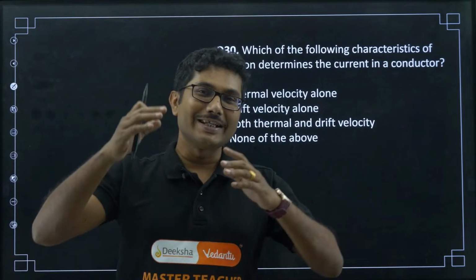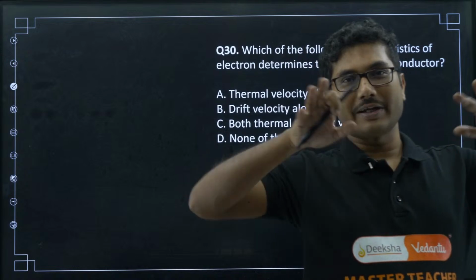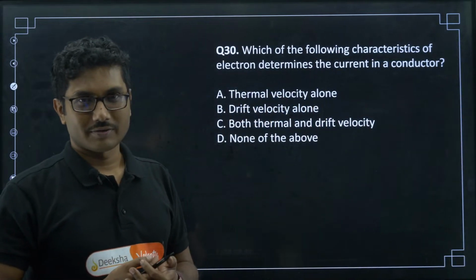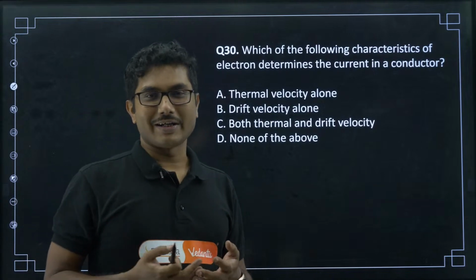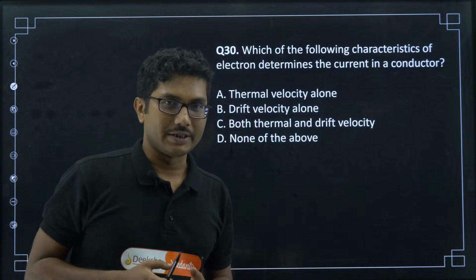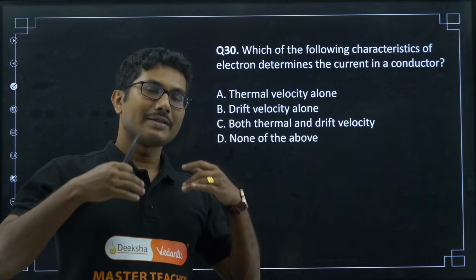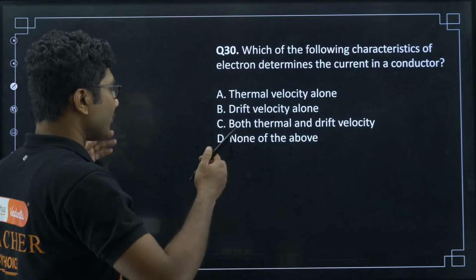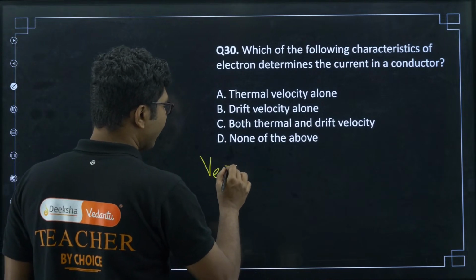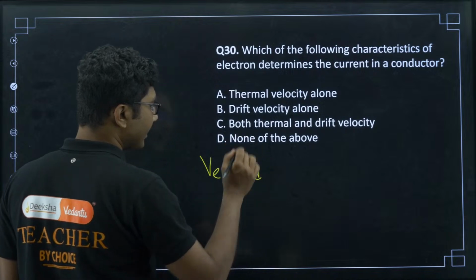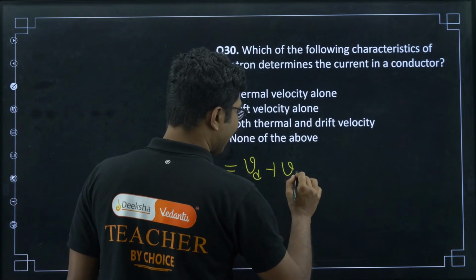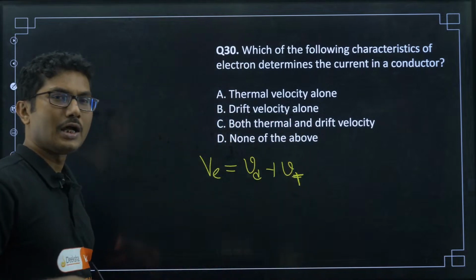Current, what we discussed: if there is no electric field, what is the average velocity of electron? If there is no electric field, the average velocity of electron was 0. Now what is that velocity? That velocity is thermal velocity. So now we know that the total velocity of electron will definitely be drift velocity plus thermal velocity. Yes, this is correct. Thermal velocity plus drift velocity will be the total velocity.